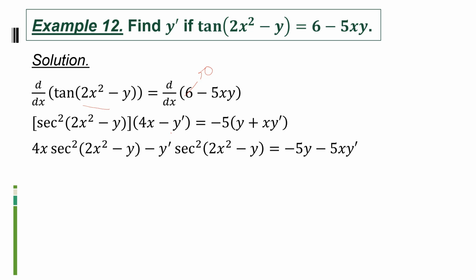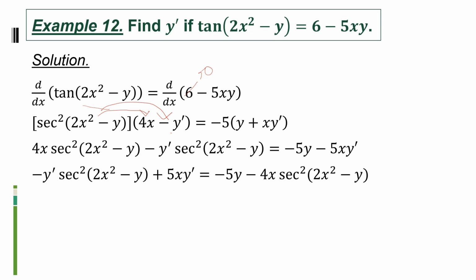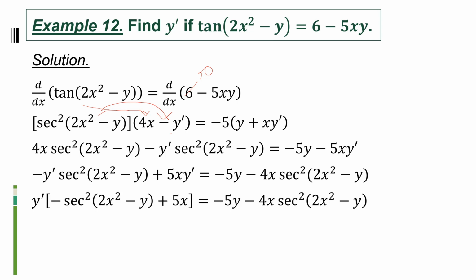So we have 4x secant squared of 2x squared minus y. So yan yon. Minus y prime secant squared of 2x squared minus y is equal to negative 5y minus 5xy prime. So we have negative y prime secant squared of 2x squared minus y plus 5xy prime is equal to negative 5y minus 4x secant squared of 2x squared minus y.